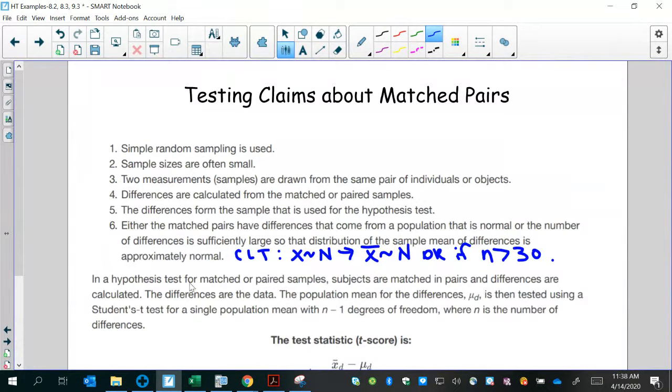All right, in a hypothesis test for matched or paired samples, subjects are matched in pairs and differences are calculated. The differences are the data. The population mean for the differences is sometimes referred to as mu sub d, just with a subscript of d on the mean, so that it reminds us what kind of test we are doing. It is then tested using a student's t-test, right? So in other words, t-scores instead of z-scores for a single population mean with n-1 degrees of freedom, where n is the number of differences.